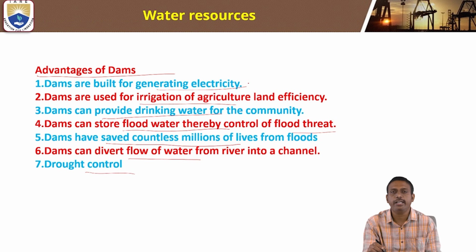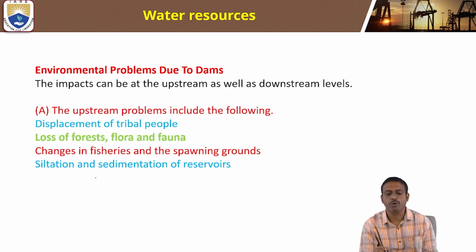Dams are built for generating electricity. They are used for irrigation of agricultural land and provide drinking water for the community, meaning people. They store flood water, thereby controlling flood threats, and have saved countless millions of lives from floods. These are the advantages of dams. Dams can also divert the flow of water from a river into a channel. And the last one is drought control.